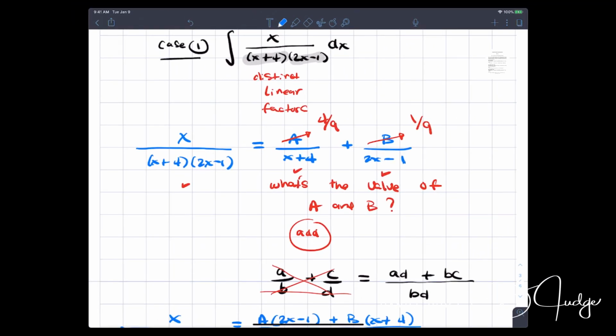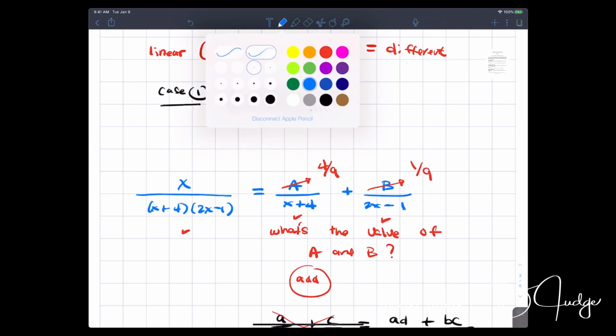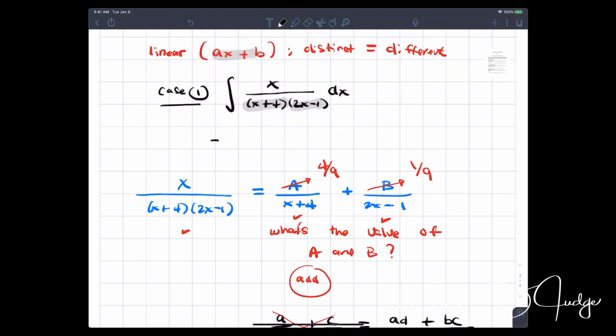So that our integral now, this original integral, really becomes the following. Let's see if we can fit this in, but we're going to try. Let's do it right here. This integral really is 4/9 over x plus 4, plus 1/9 over 2x minus 1, dx. Okay?